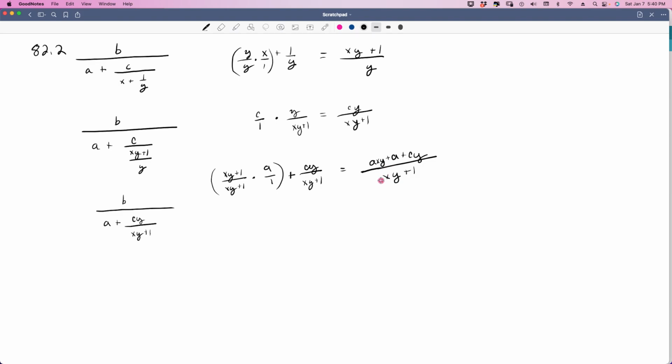So now I'm going to replace this here with this. This is my new denominator. So now I have b all over axy plus a plus cy all over xy plus 1. Now I have a number divided by a fraction. Keep it, change it, flip it time. I'm going to flip the bottom fraction. That's going to be xy plus 1 over axy plus a plus cy.